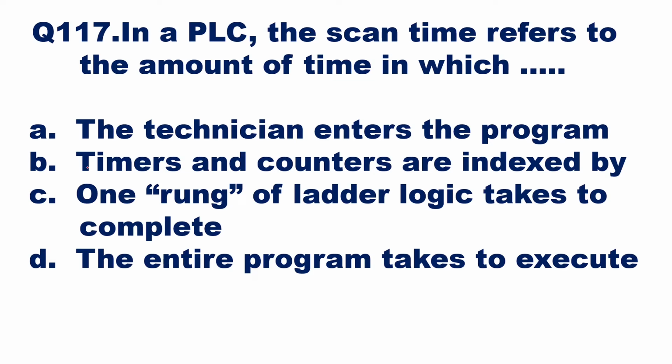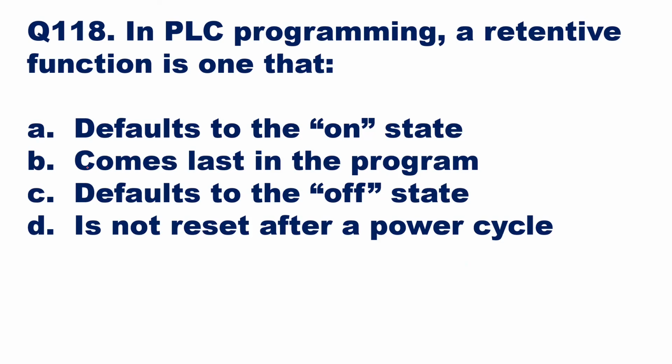In a PLC, the scan time refers to the amount of time in which, option A, a technician enters the program. Option B, timers and counters are indexed by. Option C, one rung, that is the horizontal line of ladder logic, takes to complete. Option D, the entire program takes to execute. So in a PLC, the scan time refers to the amount of time in which the entire program takes to execute. So option D will be the right answer here. The entire program takes to execute. Then we'll go to question number 118.